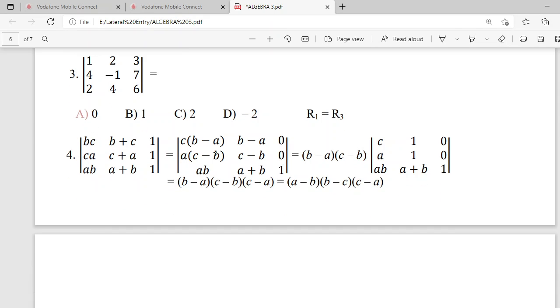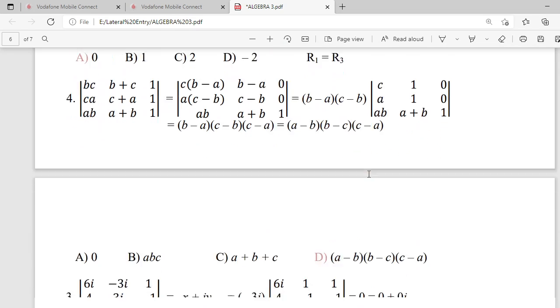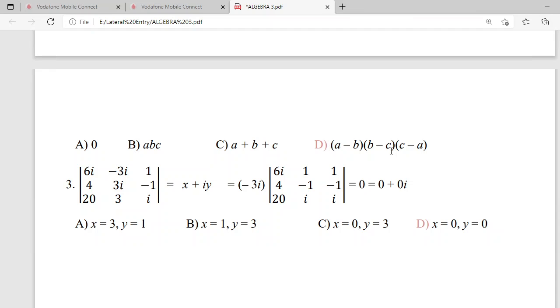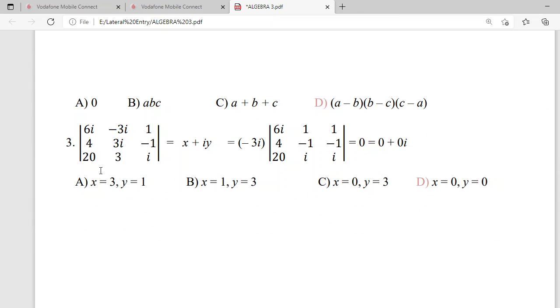Then this also I have solved using property. So its value is this one. Then this determinant, this also we are using property. So you take out minus 3i, then you take out minus 3i. We are having the same column, 1 minus i, 1 minus i. So value is 0. So x is 0, y is 0. We have to write x and y in complex form. So the real part is 0, imaginary part is 0.